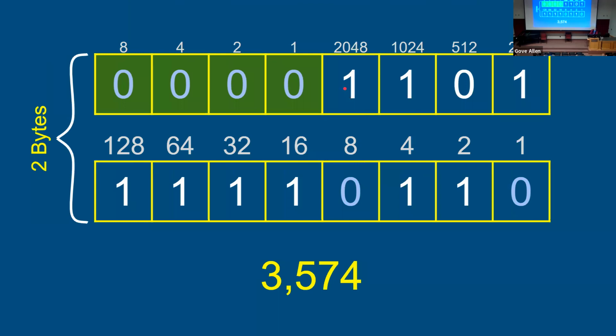So now I've restricted how big of a number I can do, because instead of my highest one over here being 32,000, my highest one over here is now 2,000. My highest bit is worth 2,000, but now I can give it some decimal points. So in this case, I'm saying there are no digits past the decimal point. So this has stored 3,574, and that's what it is.